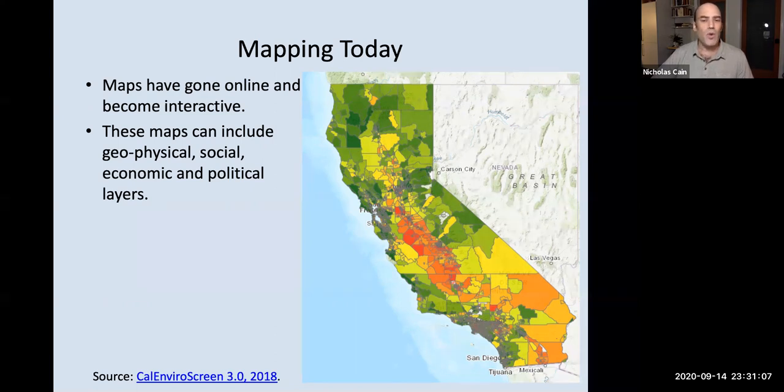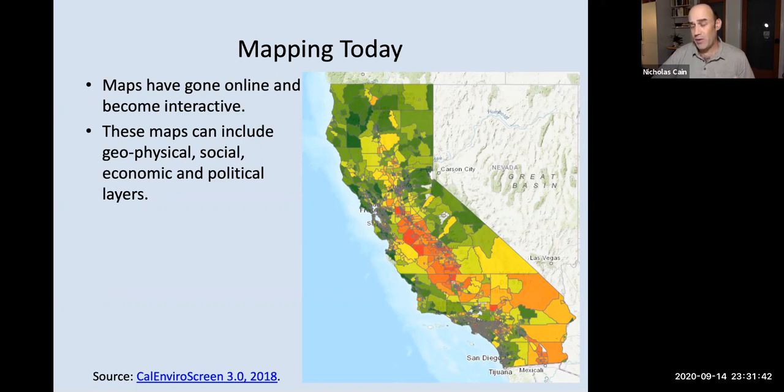So what you see on the right side of your screen there is a map image taken from Cal EnviroScreen 3.0. And again, I encourage you to take a few minutes, either during this presentation or after, to check out and play with Cal EnviroScreen. What this system allows you to do is see the pollution burden of every census tract in California.